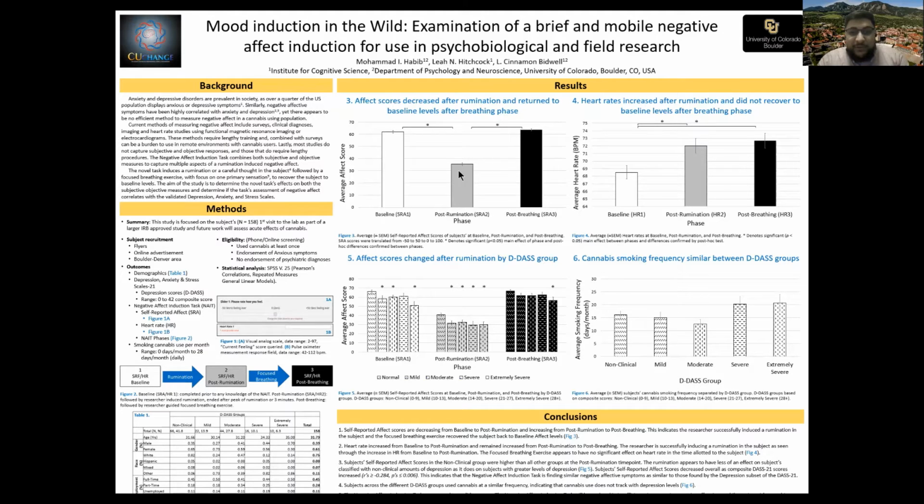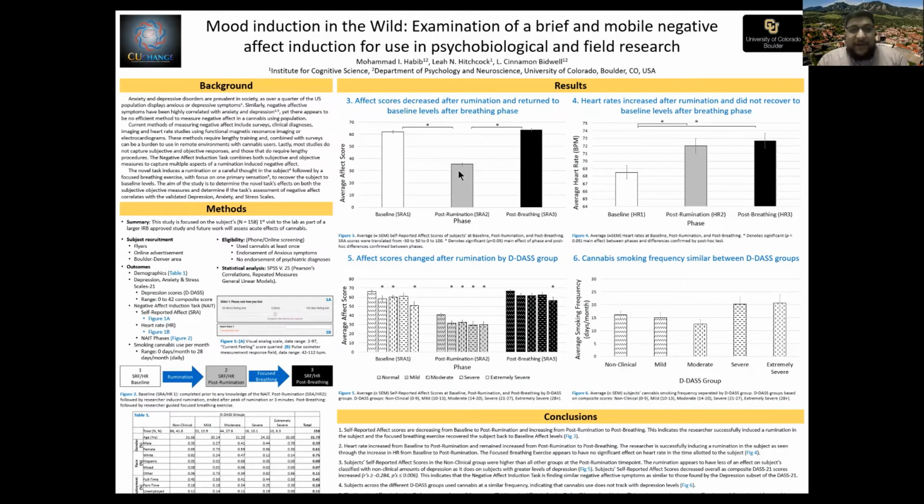To further explore this task, we wanted to see if participants' performance on the task changed based on their depression levels. And so we categorized participants into groups based off their score on the depression subscale of the DAS, or referred to as DDAS here. And through a correlation, we saw that affect scores decreased at each time point as DDAS score increased.